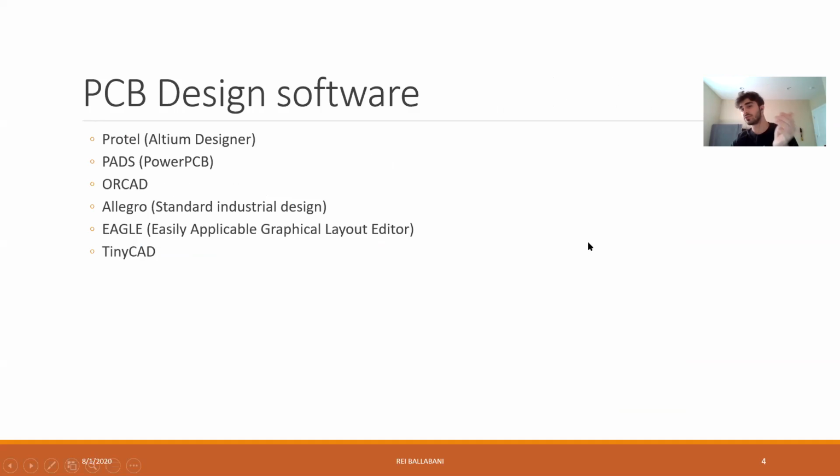Now, what are some different PCB design software that we have out there? Probably one of the oldest ones is Altium, or now called Protel, actually. 1980s. It's considered to be the best. Texas Instruments uses this. Linear Technology uses this. It's a very nice software.